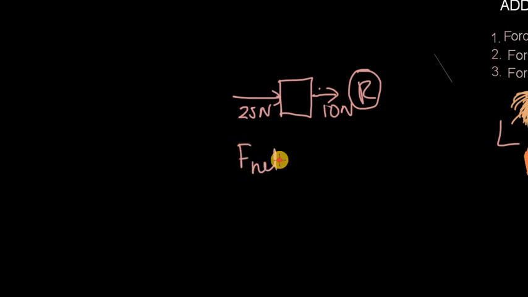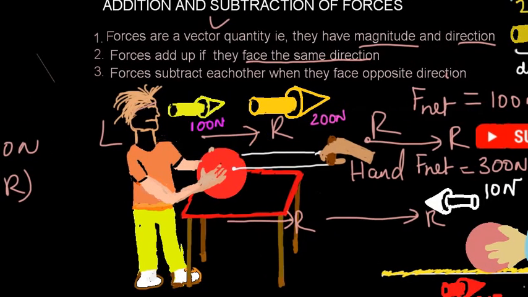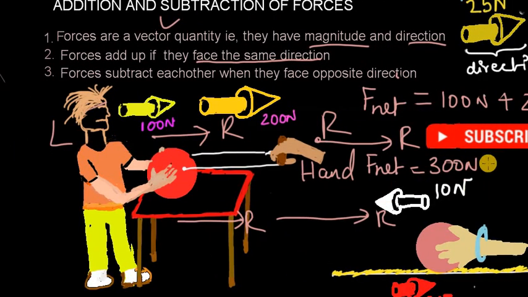So the total net force would be 25 newtons plus 10 newtons. Okay, that will give us what? That will give us 35 newtons towards right. This is the direction, this is the magnitude. Like that for this, which is the direction, this is going to be right. Okay, 300 newtons towards right. We need to specify the direction too, towards this side only. So they add up to give 300 newtons towards right.